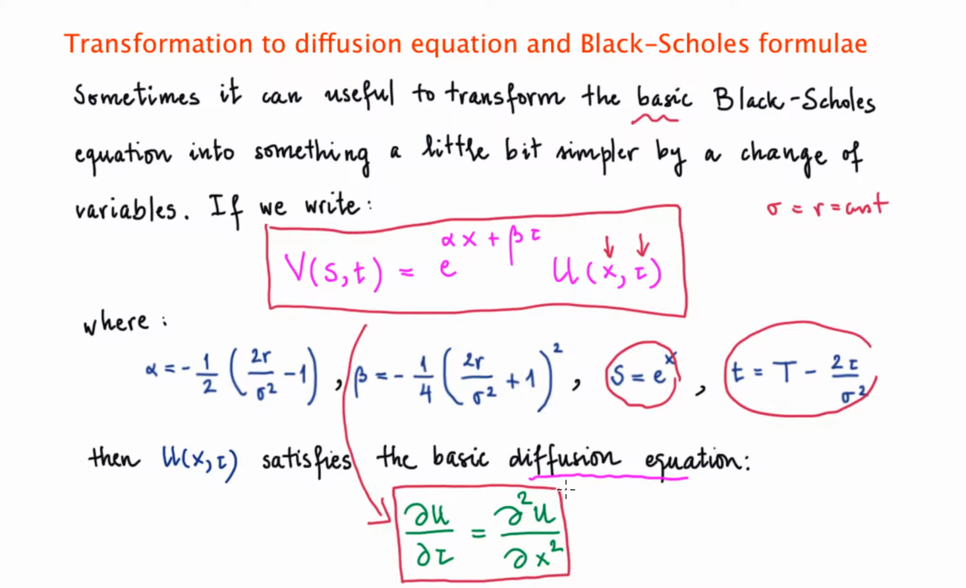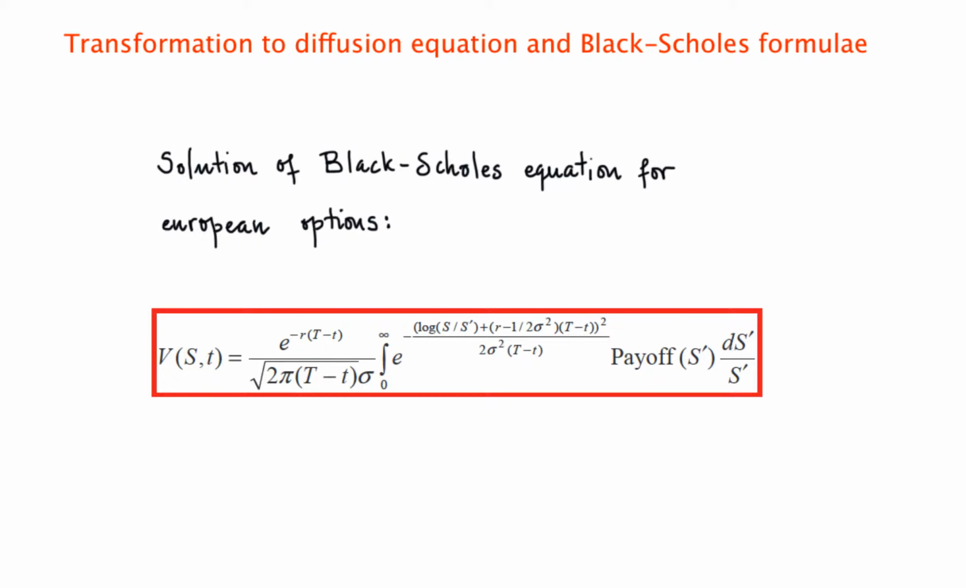The diffusion equation has been deeply analyzed analytically. So the main implication from that is that the simplest Black-Scholes equation, the one where sigma and r are constant, also has an analytic solution. And I think it's important to mention the expression for the general analytic solution of the Black-Scholes equation for different European options, which is the one we have here. This is the general solution for the Black-Scholes equation for different European options.